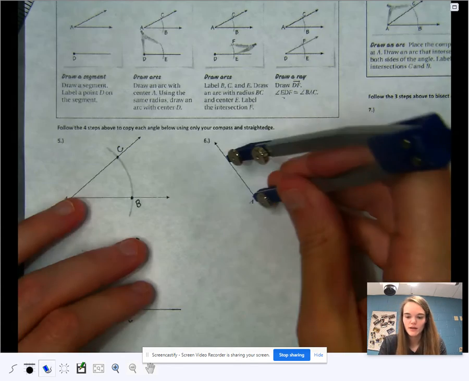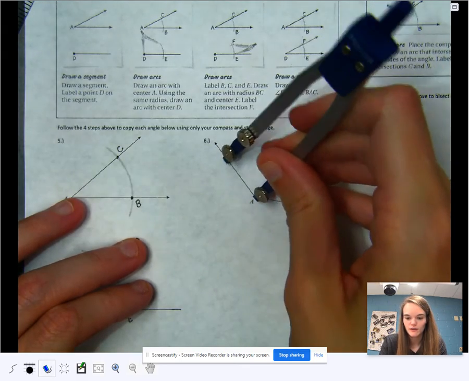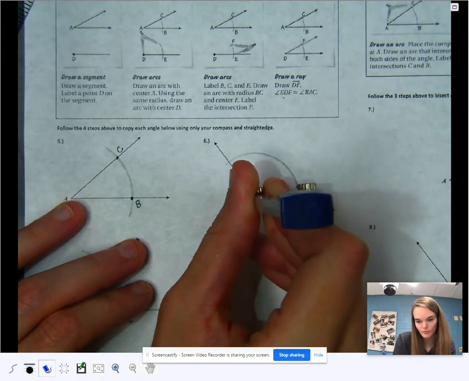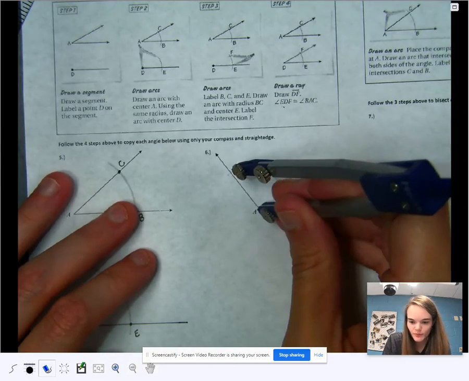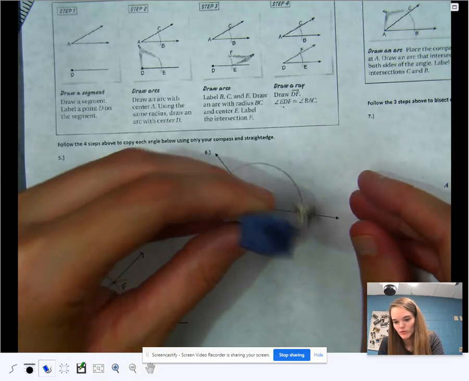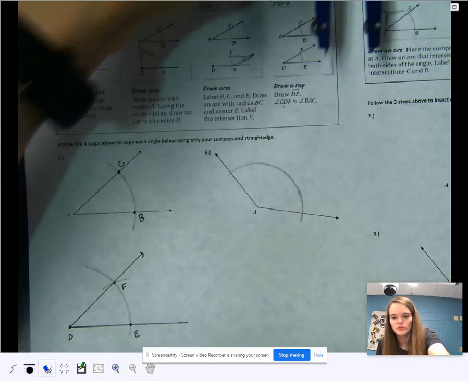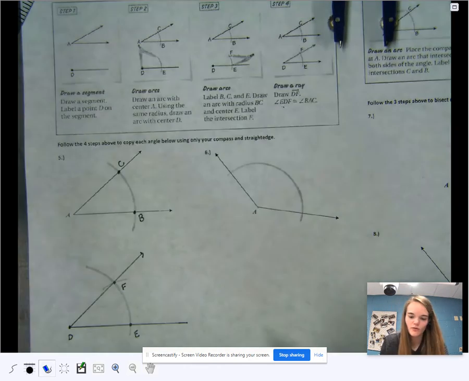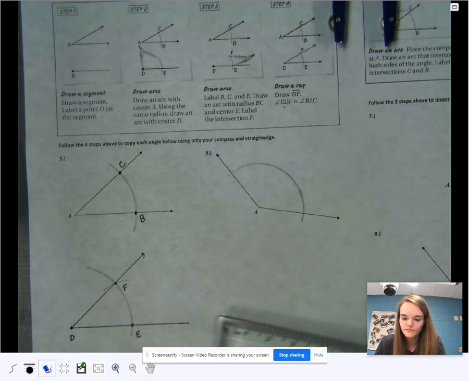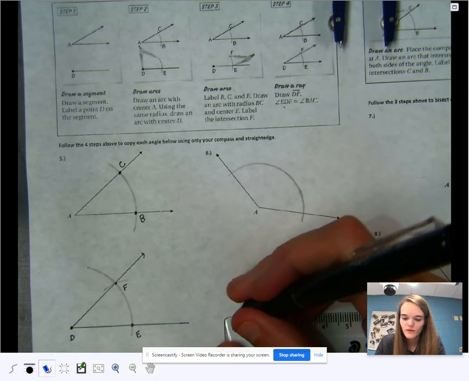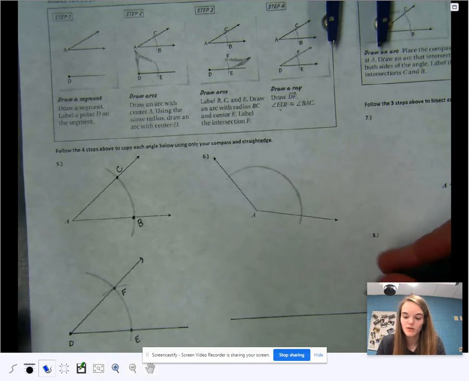Okay, make an arc at A. Oh, that wasn't the first step. I was supposed to draw a segment first. Well, since I'm already drawing an arc, we won't move the compass. We'll just lay it down. Let's draw an arc first. It does not have to be the same orientation. It can be anywhere.